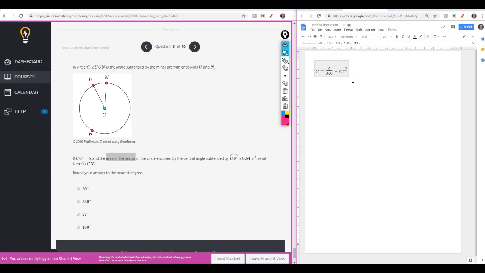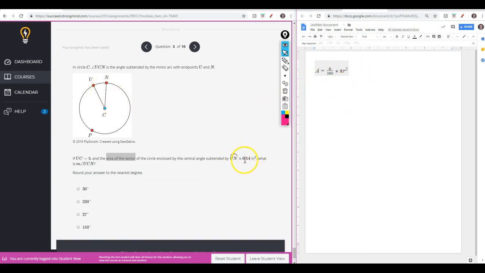If we haven't made this connection, this is kind of like finding the arc length in the last lesson, lesson 14. The arc length was just the portion of the circle times the circumference, and the area of the sector is just the portion of the circle times the area of our whole circle. So we're just now starting to find portions of circles. That's what this formula is.